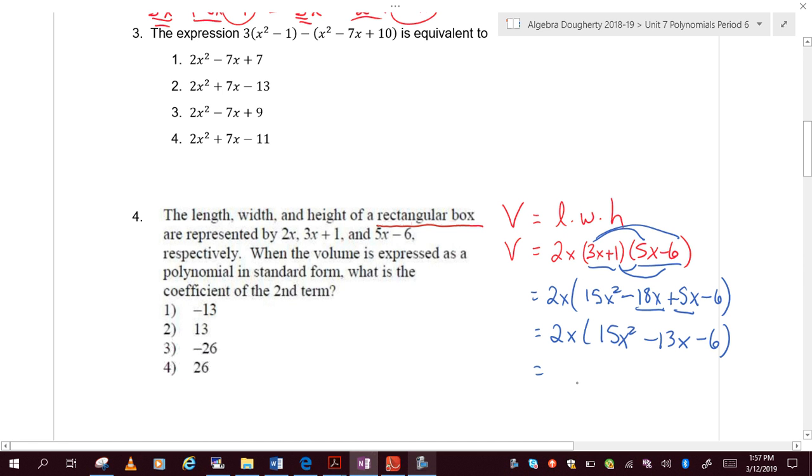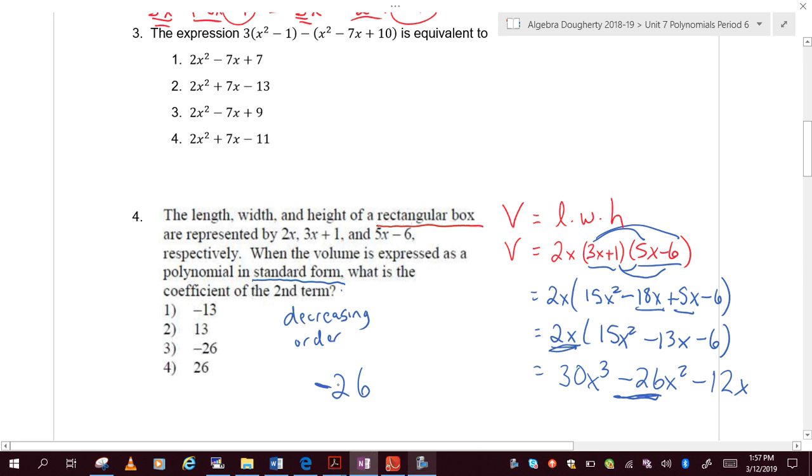And my last step is to multiply this entire trinomial by 2x. 30x cubed minus 26x squared minus 12x. Now the question, all it asks for is a polynomial in standard form. It's a decreasing order of exponents. What is the coefficient of the second term? Well, it's the negative 26. The negative 26. Because you got to read the directions, the second term.